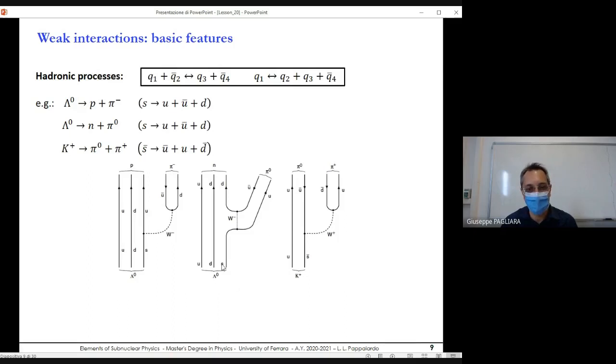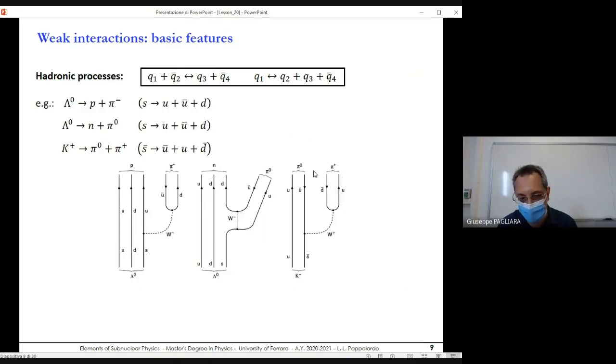Another example, now the lambda 0 into neutron pi 0. Again, the strange quark transformed into an up quark with the emission of a W minus, which decays into a D U bar pair. And then you get the neutron and the pi 0. Finally, the decay of the K plus into a pi 0 pi plus. Again, it is now the anti-strange quark that goes into an anti-up quark with the emission of a W plus, in this case to conserve electric charge, which then decays into U D bar, forming the pion and the charged pion to a pi 0.